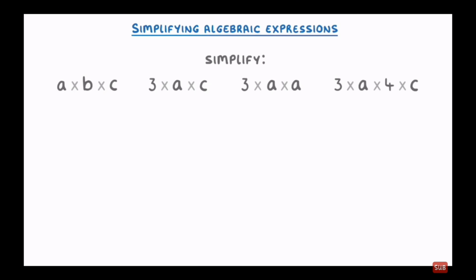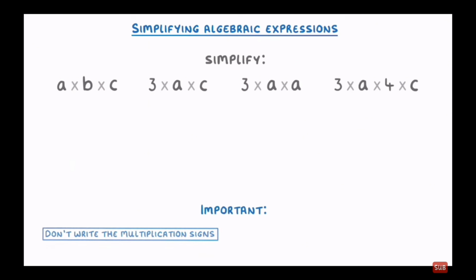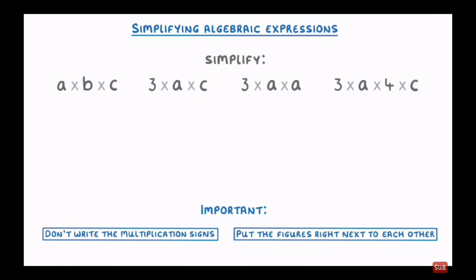In this video, we're going to cover the basics of how we can simplify algebraic expressions, where numbers and letters are being multiplied together, like in these examples. Now, the most important thing you need to know when you're doing algebra is that we generally don't write the multiplication signs, and instead we just put the figures that are being multiplied together right next to each other.